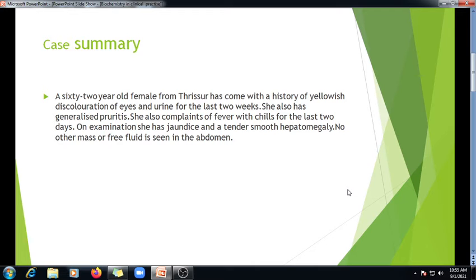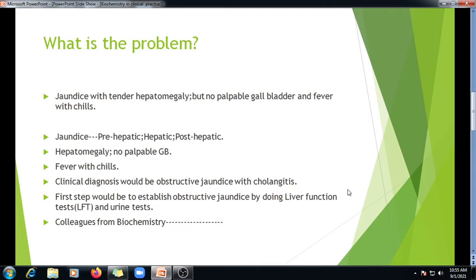So this is the problem that we have. We have a patient who has jaundice with a tender hepatomegaly. There is no palpable gallbladder. She also has fever and chills. So now if we analyze each of these, we will start with jaundice.